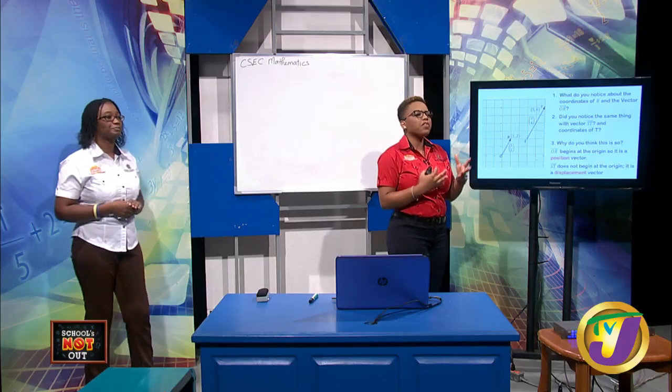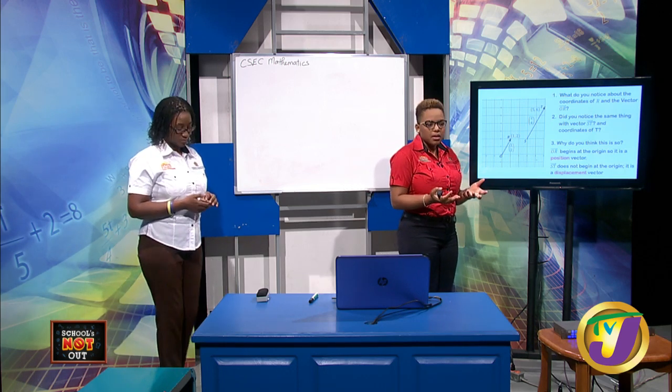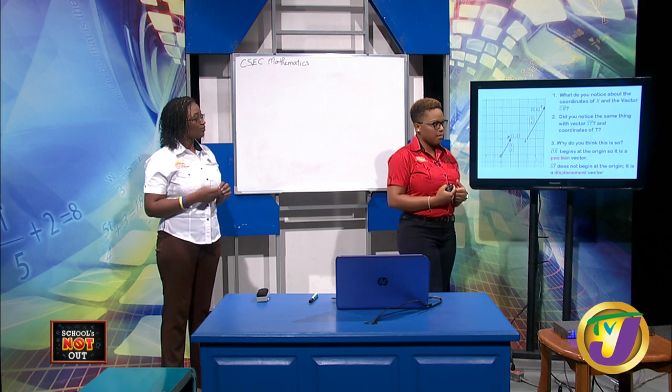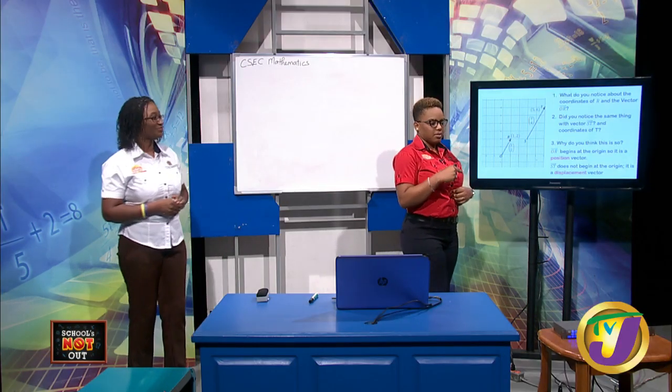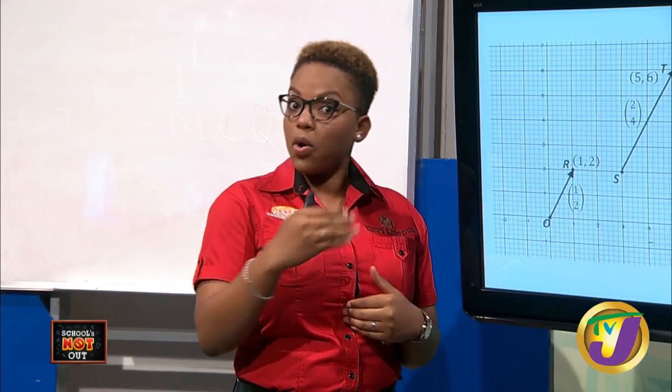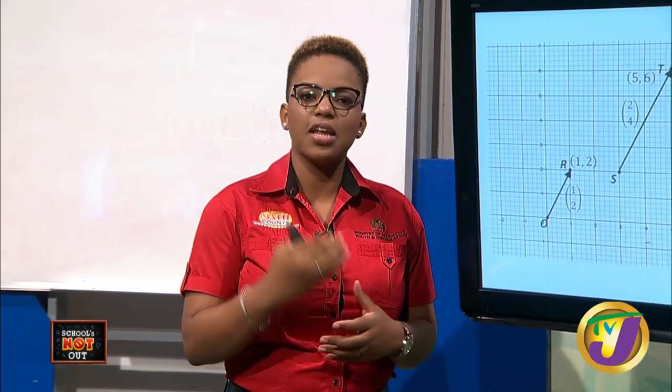So if you are reading a CSEC question and it says that vector OB, for example, or OC or OD is a position vector, then you know that it's coming from the origin. Remember that.